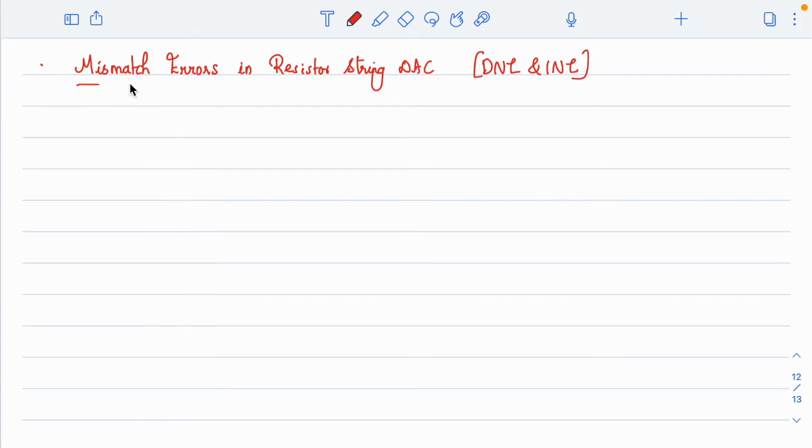All right, fine. So let us quickly look at the same resistor string DAC. Let us go into a little more detail about this INL and DNL and the worst case DNL and INL in this resistor string DAC, under the heading of mismatch errors. Through the numerical we solved, we got how to do it.